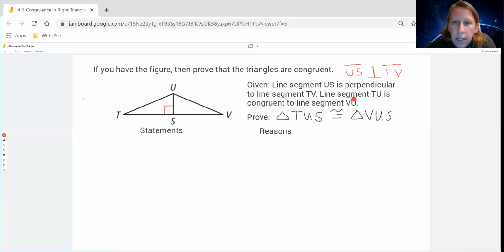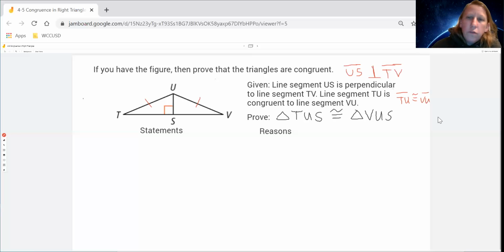What else is marked? Line segment TU, which is over here, is congruent to line segment VU. So I can put the same mark on here that I put on here. That's what this says. Line segment TU is, I have to write a little smaller, congruent to line segment VU. Wow, U's and V's, not so good. That's a U.